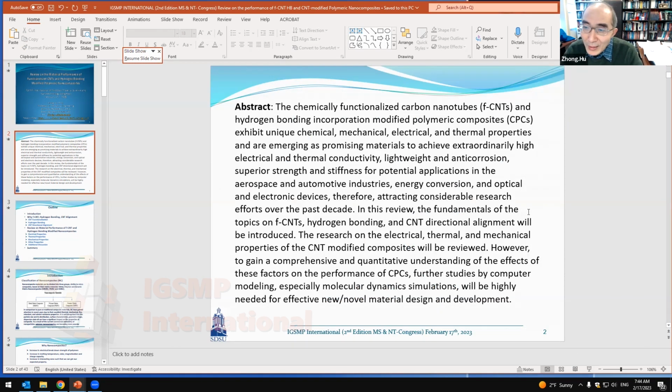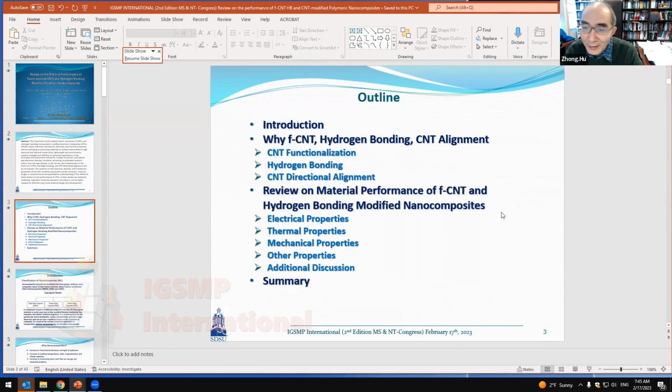For example, some background for the polymer nanocomposites and also the carbon nanotube, and why functionalize, and why hydrogen bond, and how they impact the material properties, for example, mechanical, electrical, thermal, and other properties, with some of the carbon nanotube parameters, for example, morphology, and some other parameters. So this is the outline for today's topic.